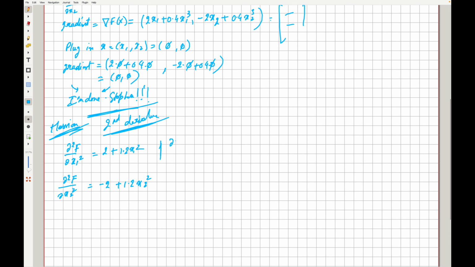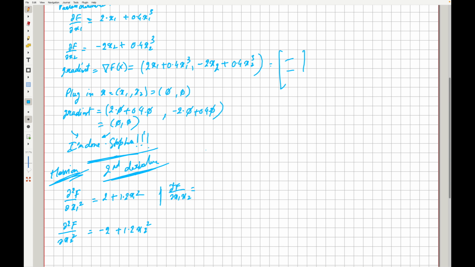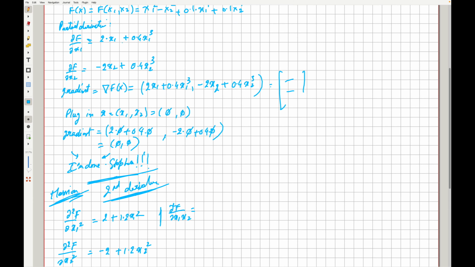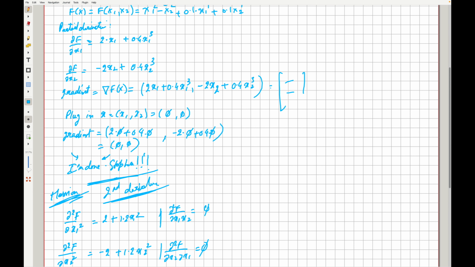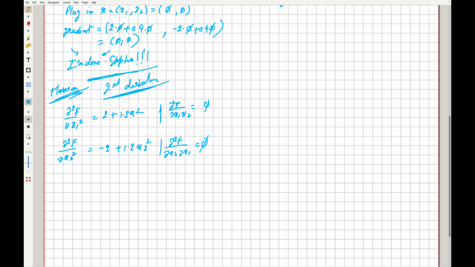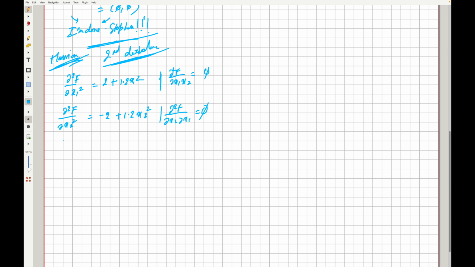So if we calculate x1, x2, then this would be 0 because there's no x2 term in there. Again, if we calculate x2, x1, this will be 0 because there's no x1 term in this second case. Right. So at the point 0 0 that we are interested in, let's see what the Hessian matrix looks like, and that looks like this: 2 0 0 minus 2.